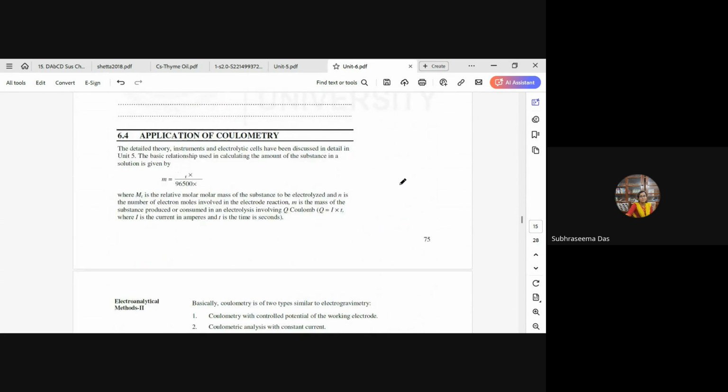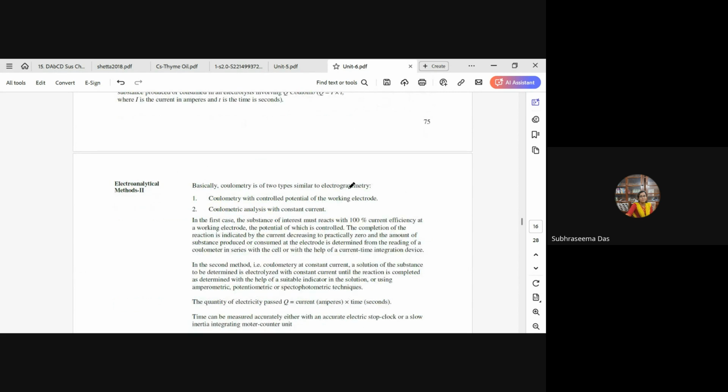Then coming to applications of coulometry. The basic relationship that is used in calculating the amount of substance is given by small m is equal to capital M into Q by 96500 into n. Basically coulometry is of two types, and it is similar to electrogravimetry. The processes are coulometry with controlled potential and coulometry with constant current.